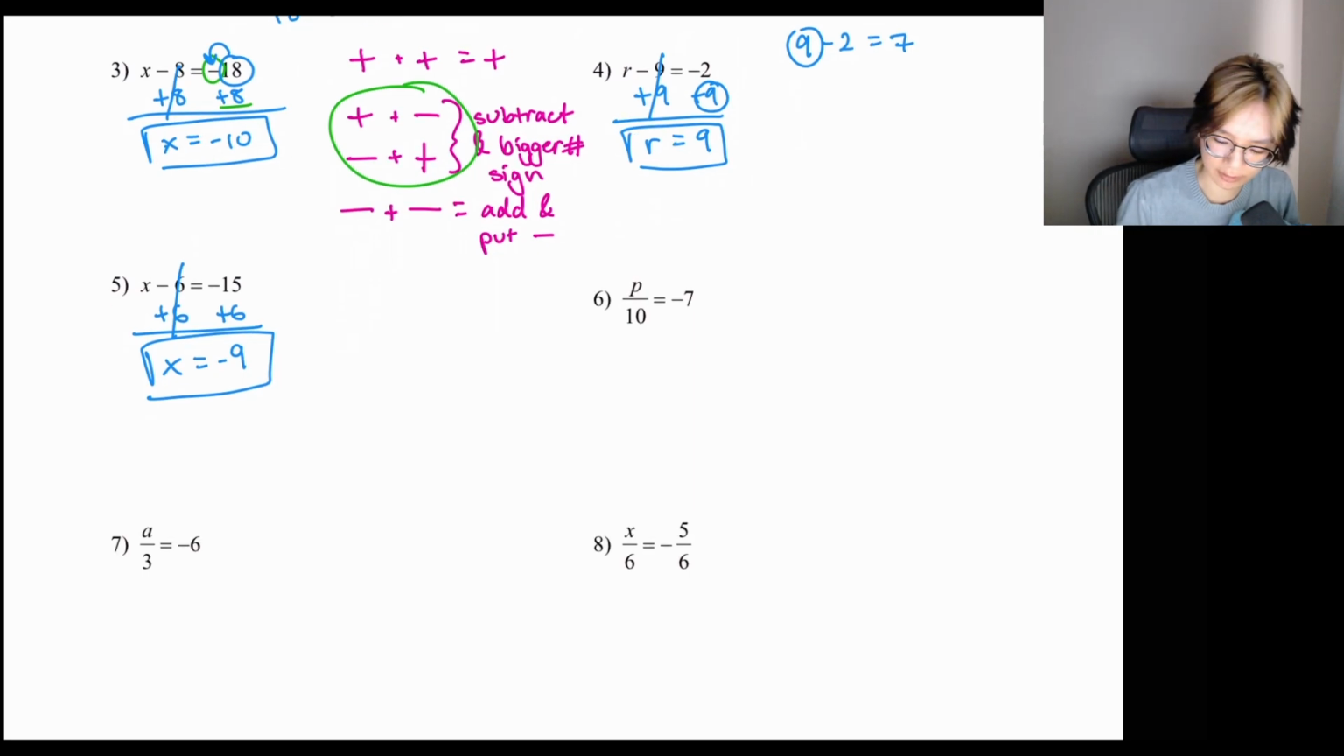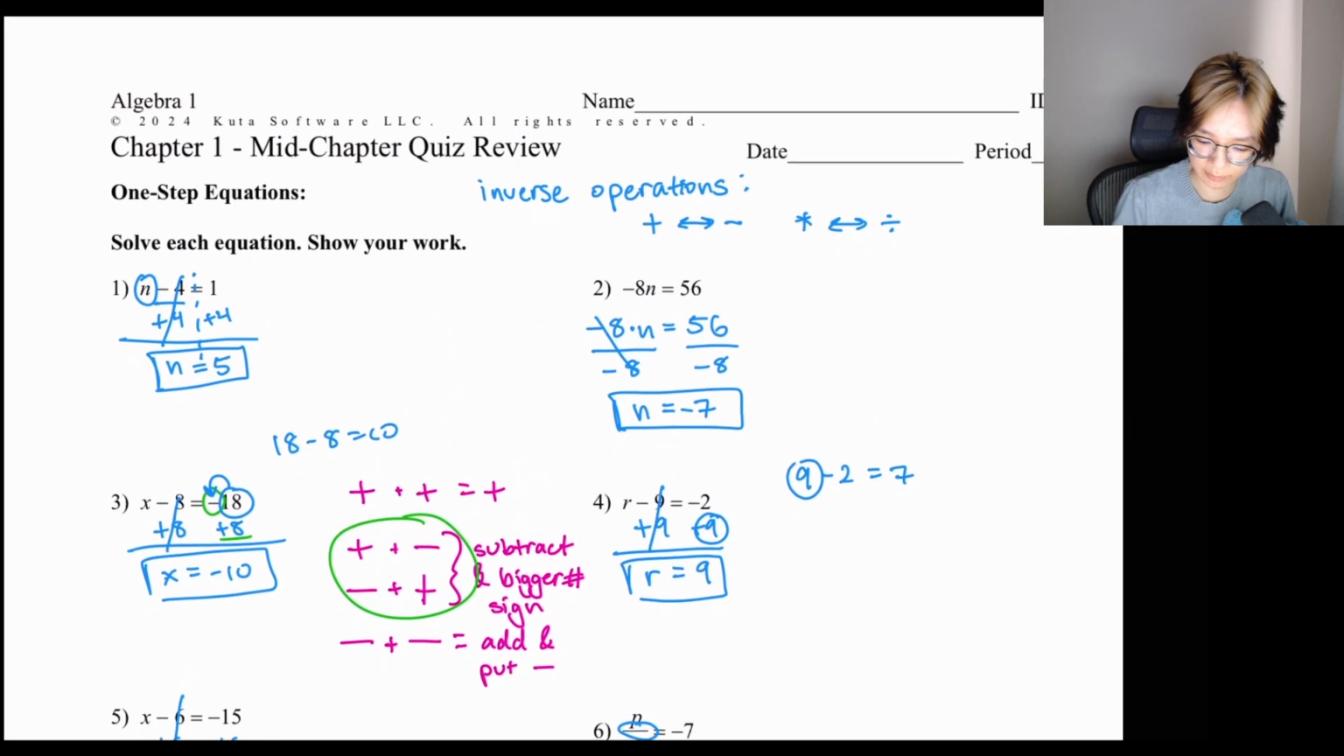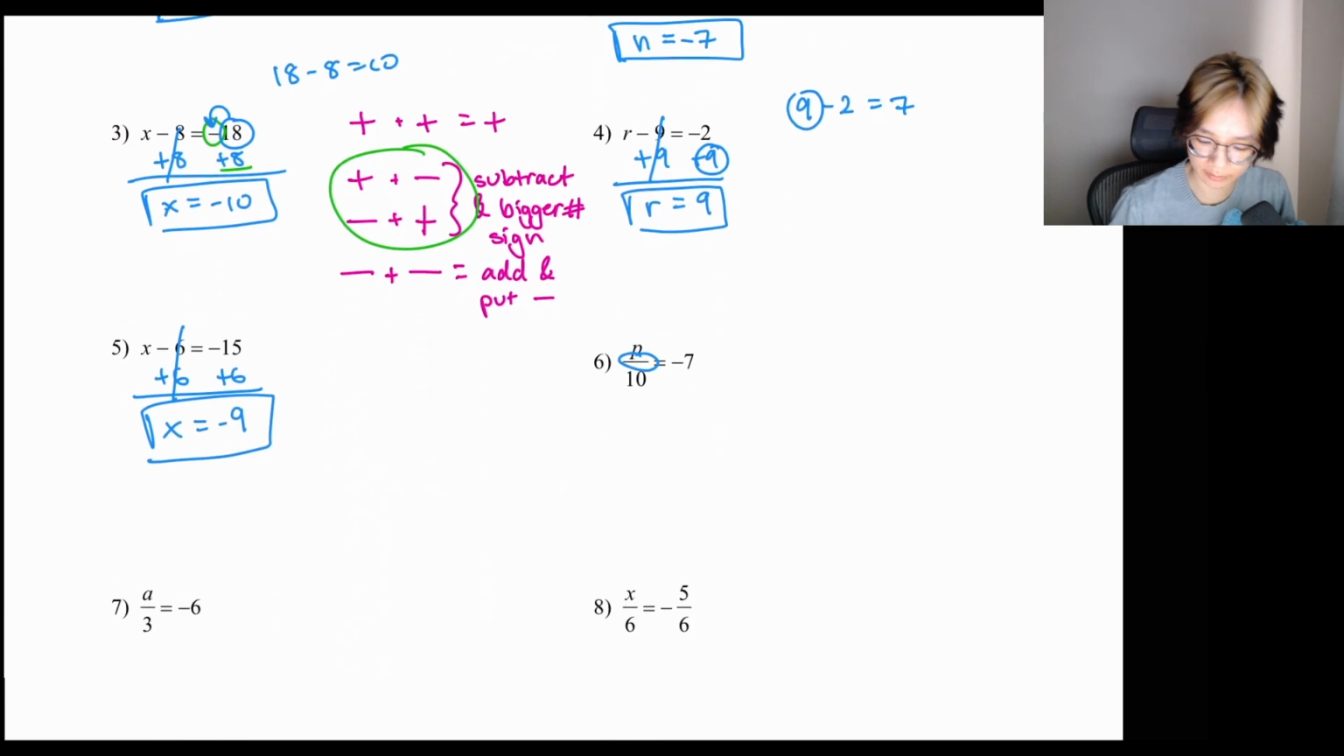Next one, p divided by 10, or p over 10, is equal to negative 7. This line means that there's a division happening. And what is the inverse of division? Multiplication. So we're going to multiply.